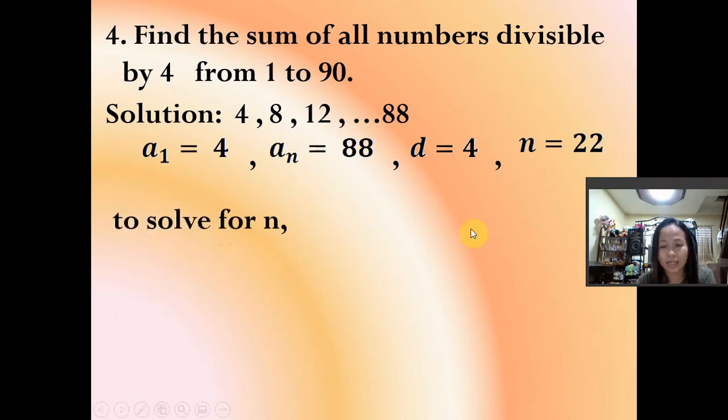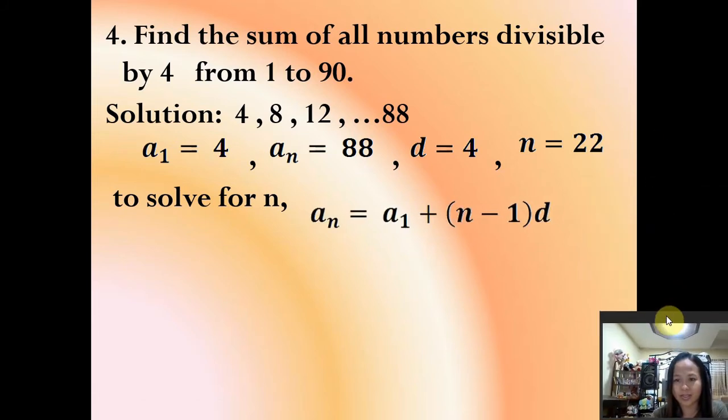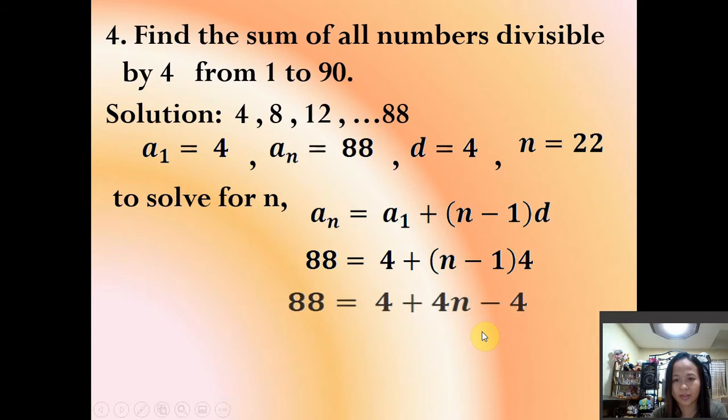Or algebraically, we can solve for n by using the n-th term of an arithmetic sequence. That is, the n-th term is equal to first term plus quantity n minus 1 times d. Substituting, our last term is 88. First term here is 4. Number of terms, we don't know yet. We will just pretend that we don't know yet this 22. So that's n minus 1 times common difference, which is 4.